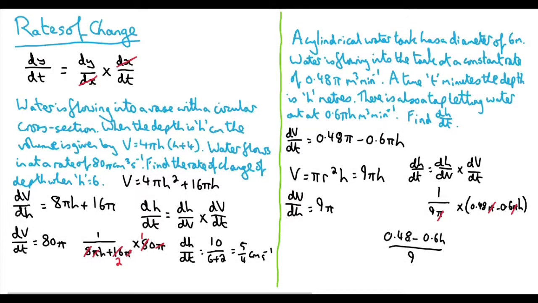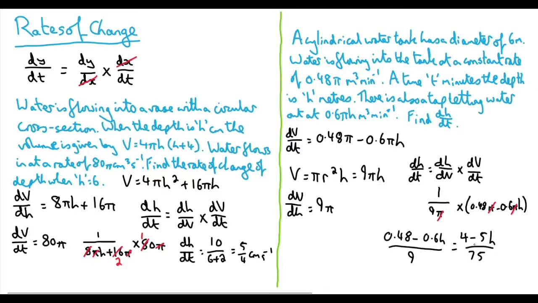Now, it may be that you'd rather not have decimals in the numerator, either because the question is specifying it or just your own personal preference. That's fine. You could now just try to rewrite this fraction, just remembering whatever you do to the top, you have to do to the bottom. So you could times both top and bottom by 100 to get you 48 minus 60h over 900, and then you could start cancelling down by the factor of 3 or 2 or so forth. And if you were to do that, you could end up just with 4 minus 5h over 75, if you so wish.